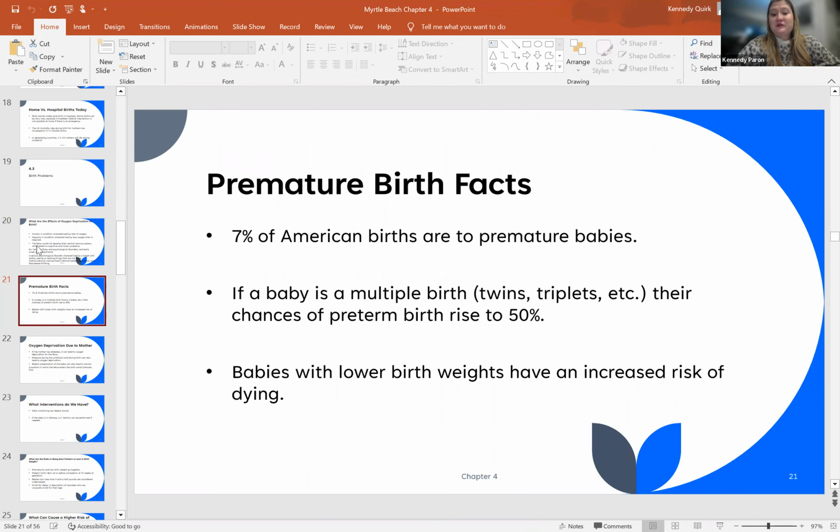So facts about premature birth. 7% of American births are premature babies. If a baby is a multiple birth, meaning a twin, triplet, or greater, so more than one baby at a time, their chances of preterm birth actually rise by 50%. Babies with lower birth weights also come with premature births, and they have an increased risk of dying as well, unfortunately.